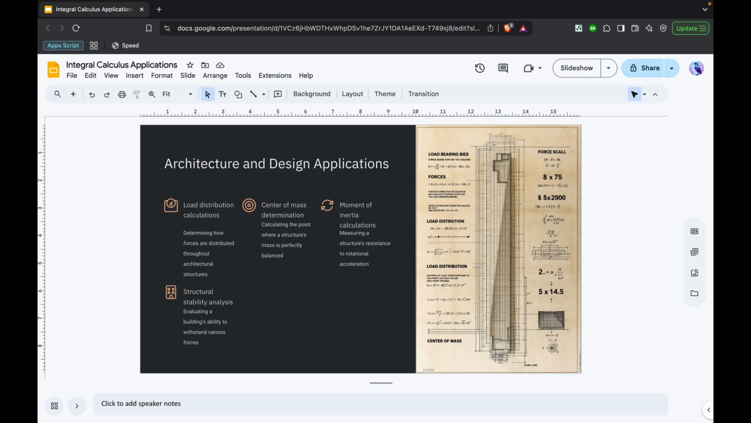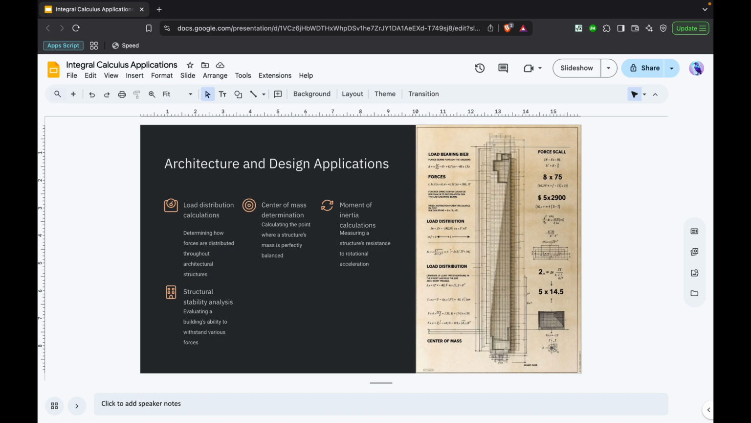The second one is also a physics one, the center of mass determination, where we're calculating the point where a structure's mass is perfectly balanced. If you want to understand center of mass, think about it like this. If you've ever tried balancing a pencil perfectly on its side, you realize that there's one particular point along the pencil where it's perfectly balanced. That point is called the center of mass for that pencil.